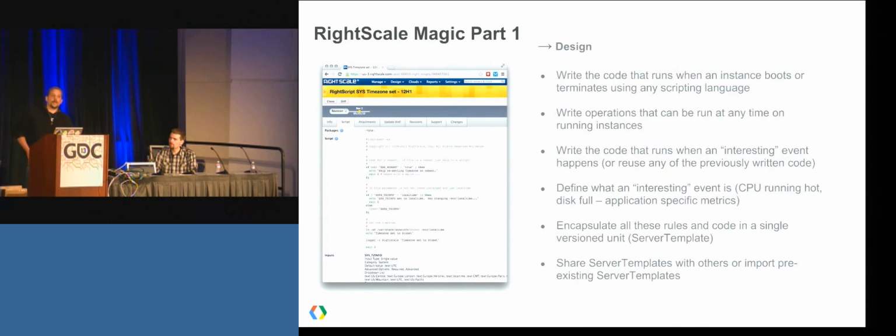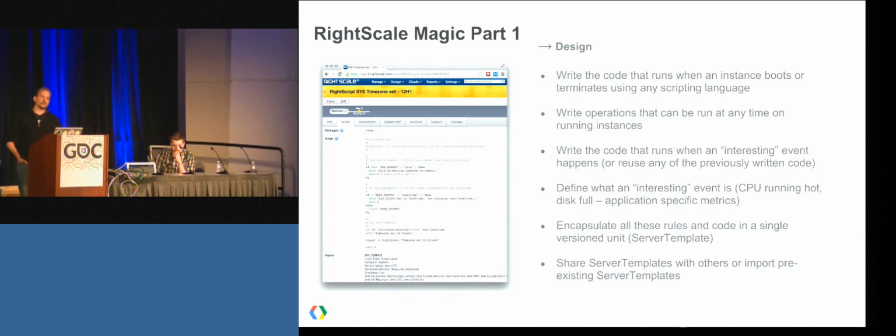So why is it that game developers choose to use RightScale to manage their infrastructure? This is drilling down to the technical aspect of the platform. Basically, what the platform lets you do is write code that gets run on an instance when it is launched in the cloud. It also lets you run code when the instance is shut down or when some interesting events happen. And the platform also lets you define what those interesting events are.